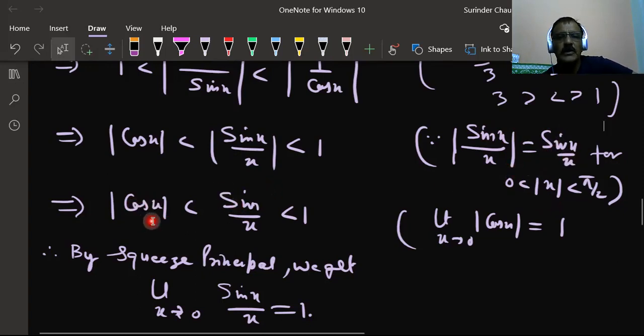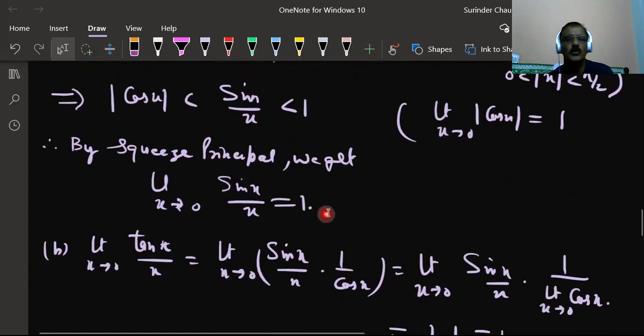Now f(x) is less than g(x) is less than h(x). The limit of f(x) as x approaches 0 is equal to 1, and the limit of constant 1 as x approaches 0 is equal to 1. Therefore, by the squeeze principle, the limit of g(x) is 1. Therefore, by the squeeze principle, the limit as x approaches 0 of sin x upon x is also equal to 1. Similarly, we want to prove that the limit as x approaches 0 of tan x upon x is equal to 1.